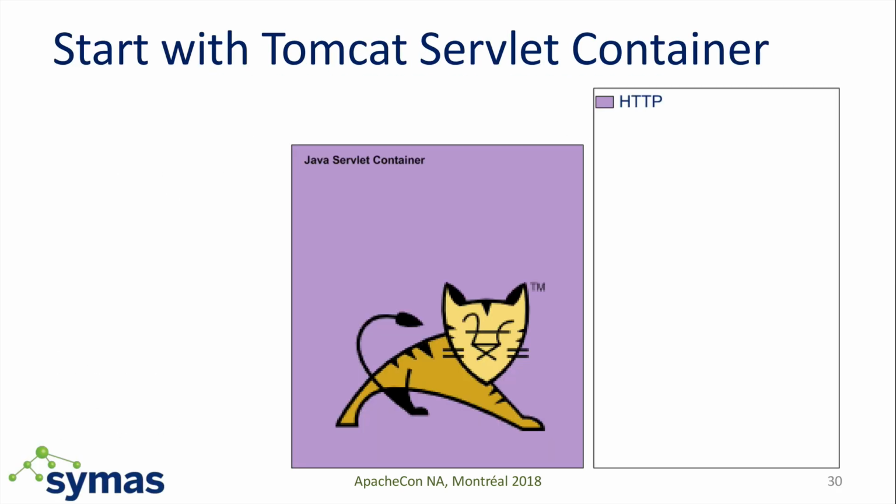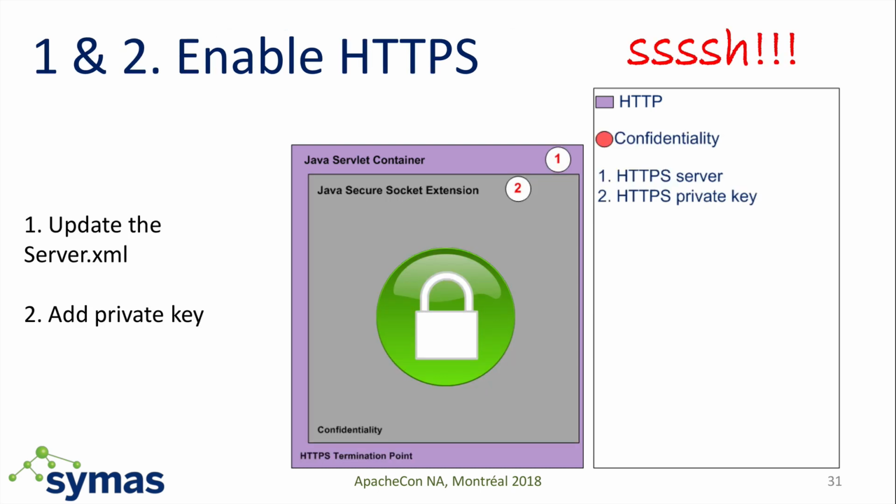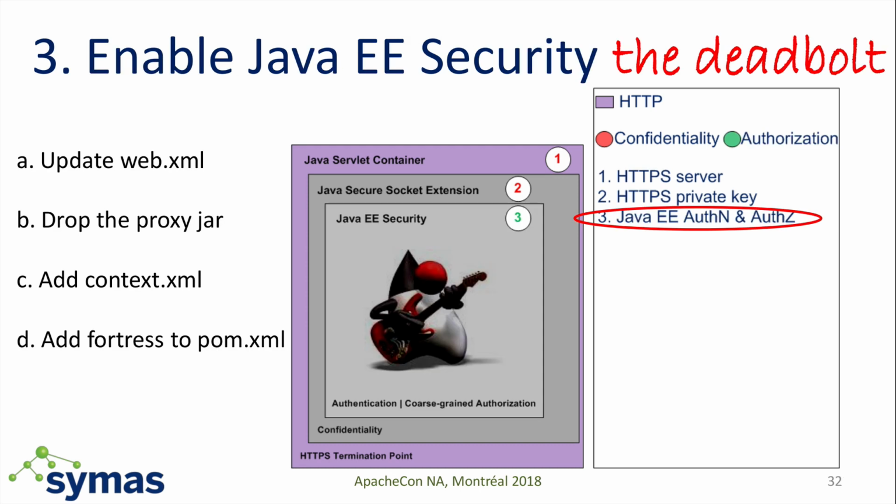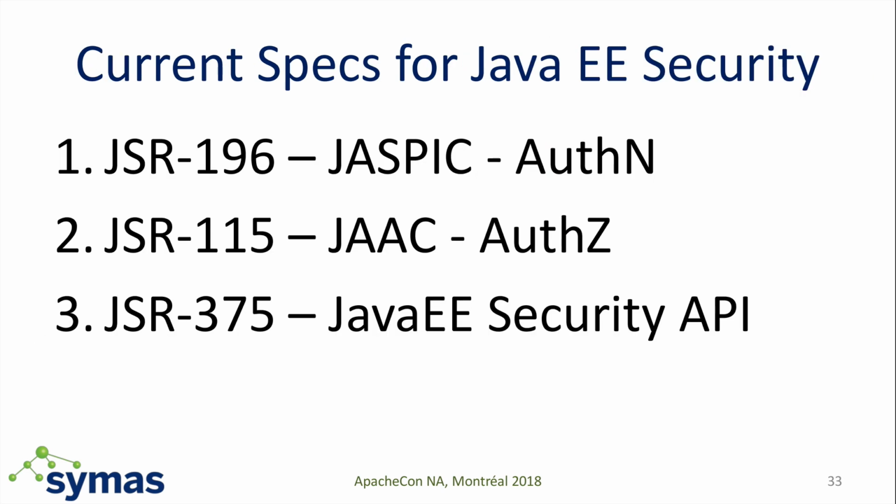All right, so we're going to start out with Tomcat. Of course, we're going to turn on HTTPS for the reason I just said. And then we're going to put the deadbolt on the front door. How do we do that? Well, there are a few specifications for Java EE security, but this is not a Java EE security talk, so we're not going to go into that. Although if you are interested in this space, I encourage you to get to know those. And if you're not using them, at least understand why you're not using them.